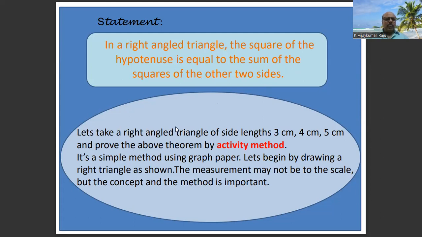So let's take a right angle triangle of size length 3 centimeter, 4 centimeter, 5 centimeter, and prove the above theorem by activity method. It's a simple method using graph paper. We need a graph paper, a scissor, gum. So let's begin by drawing a right triangle as shown. The measurement may not be to the scale, but the concept and the method is important.